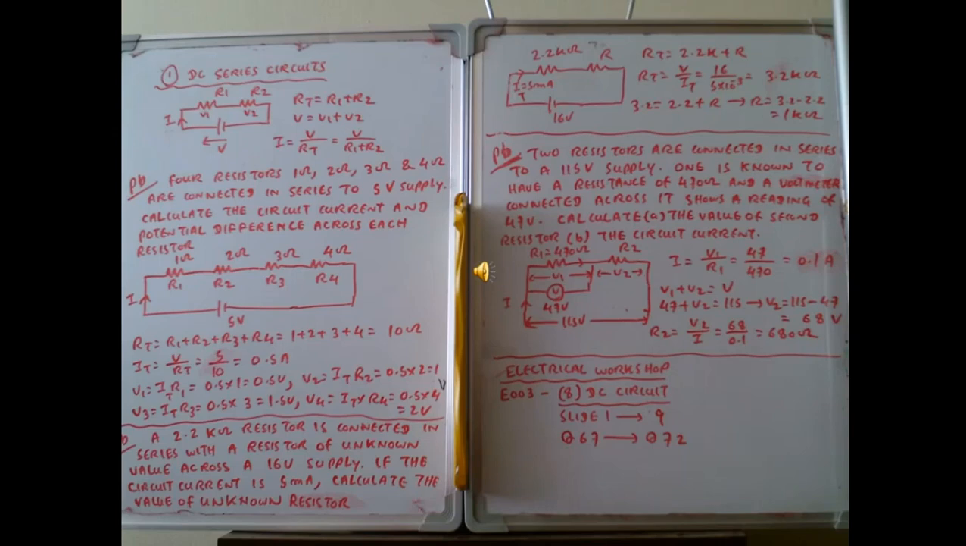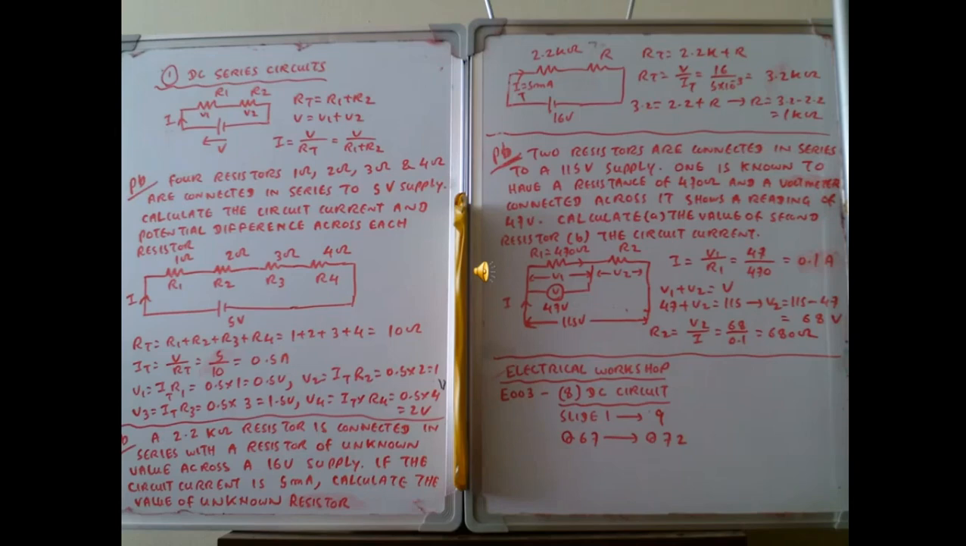So today's lesson is on a DC circuit. When you connect two resistors in series, the total resistance is equal to the sum of all the resistors. When electrical current flows through a resistor, there is a voltage drop across its terminals. So the total voltage drop can be calculated. The total voltage drop is equal to the sum of the voltage drops across each resistor.